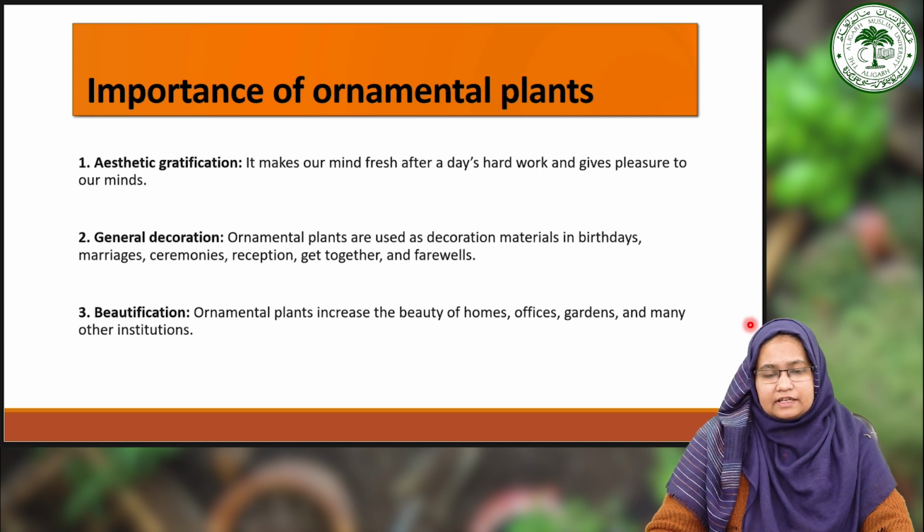The third importance of ornamental plants is beautification. Ornamental plants increase the beauty of homes, offices, gardens and many other institutions.